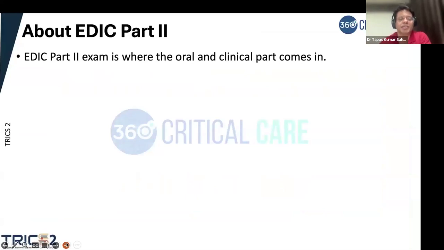The EDIC Part 2 exam is where the oral and the clinical part comes in. The clinical part would be all online, and the oral part would be online. It's not like previously, where the candidate used to go to the European centers and attend the exam at the bedside. That is not the case right now, at least post COVID.